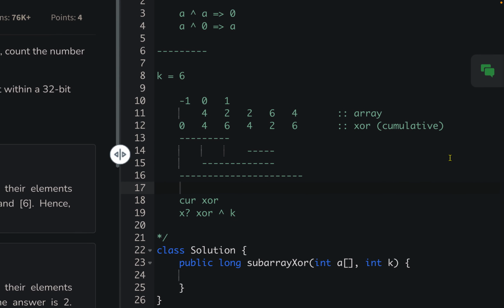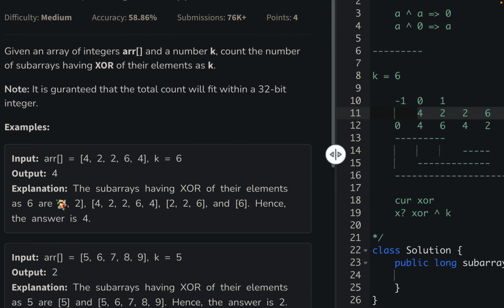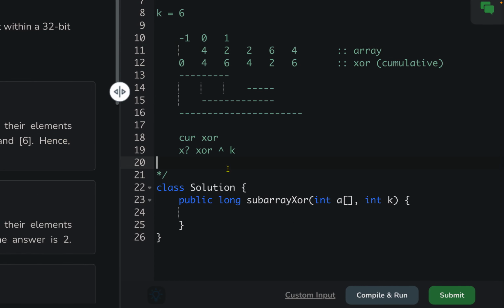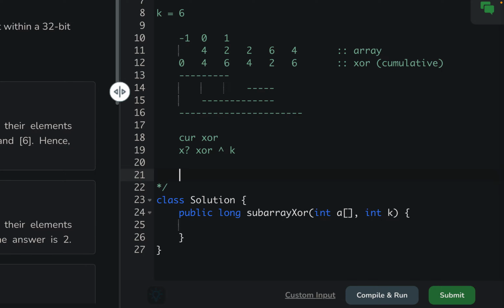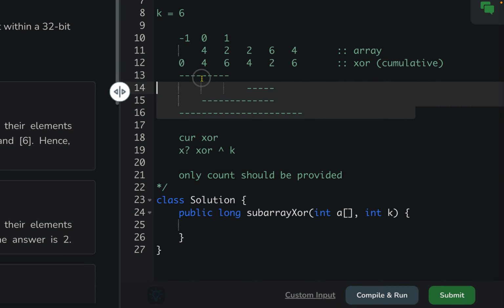If you want to get subarrays as well, then you have 4 2, then you have only 6, and for this you have 2 to 6, and for the bigger one you have 4 2 2 2 4, 2 to 6 4, and this is what the response is. But they don't care about subarrays, they just care about count. So we are not here to store subarrays, we are just here to store count. So only count should be provided. Again, that's cool. We can get arrays as well, but they don't want array anyways. So that makes our job a little bit easier again.